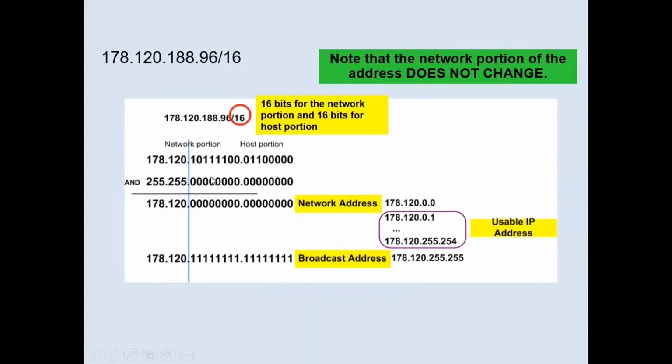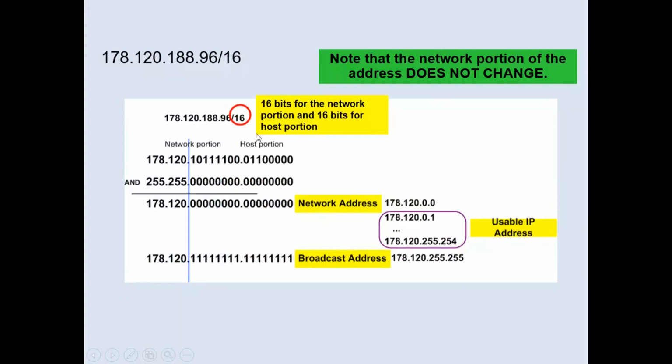This is /16. Again, the line is there. Network portion is 16-bit. Host portion is 16-bit. And if you see here, all the host portion zeros, you get the network address. All the host portion 1, you get the broadcast address. And in between that, you get the usable IP.